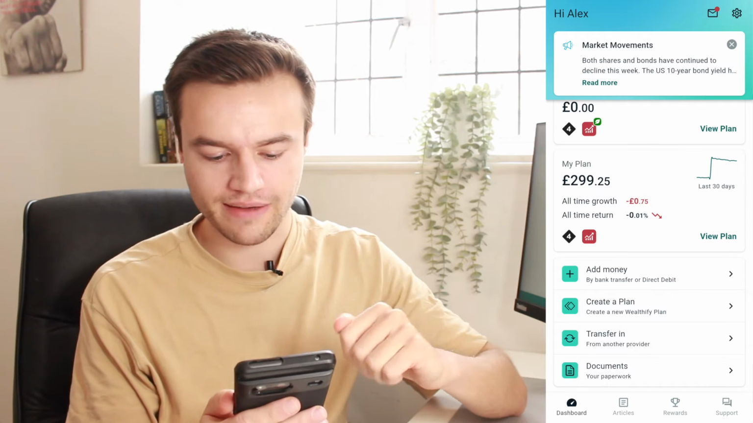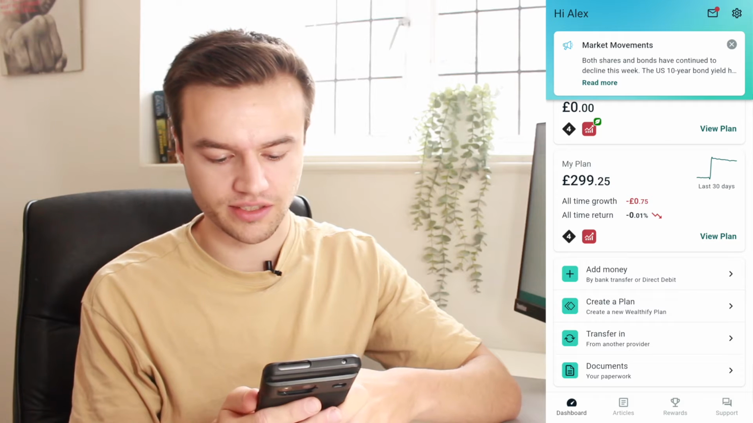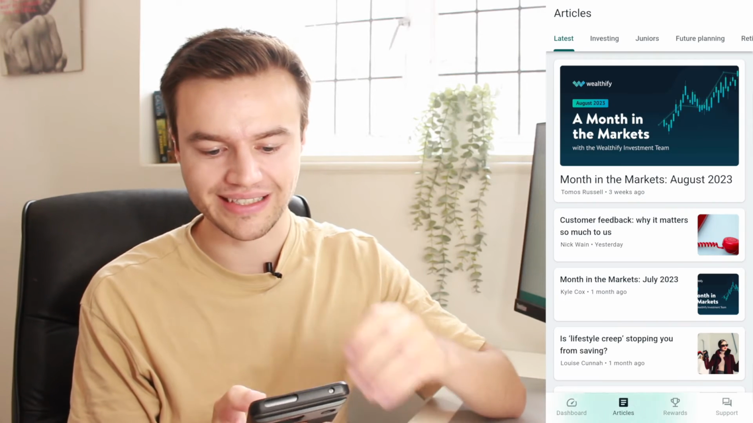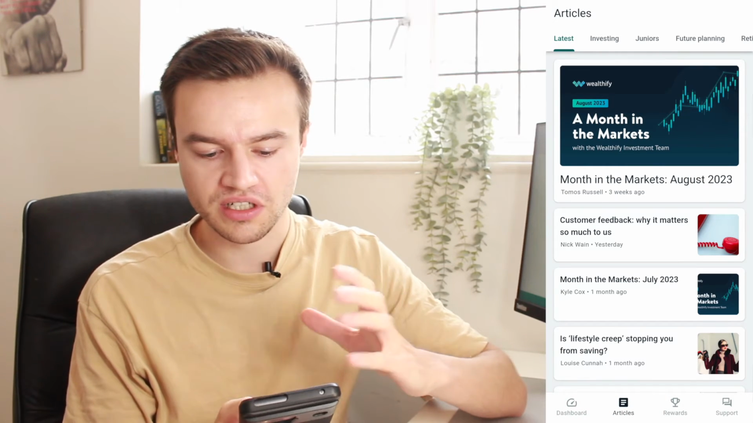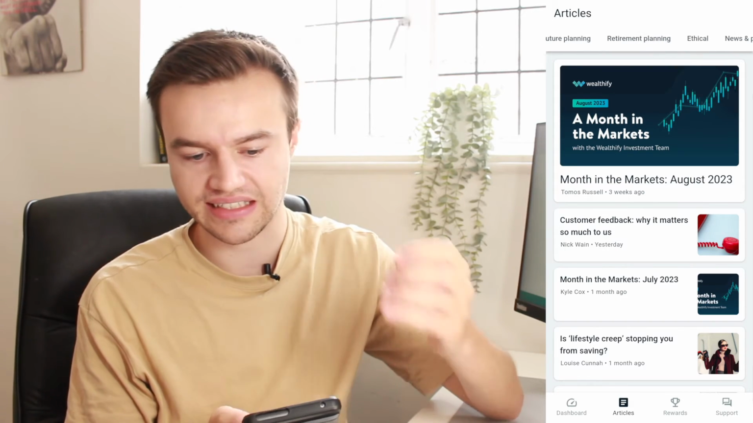At the bottom we have 4 navigation entry points: dashboard, articles, rewards and support. And if we click on articles, we can see here Wealthify is providing its users articles on the investment markets and how to invest and different investment topics.